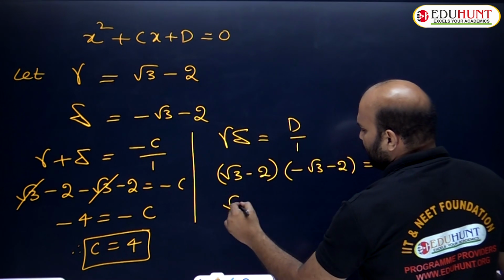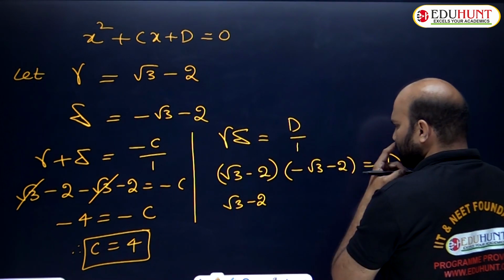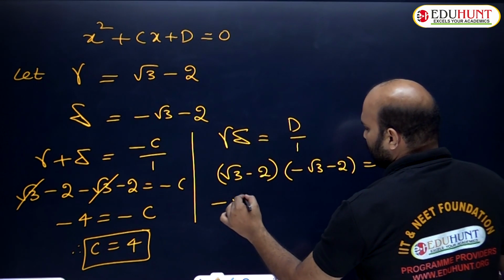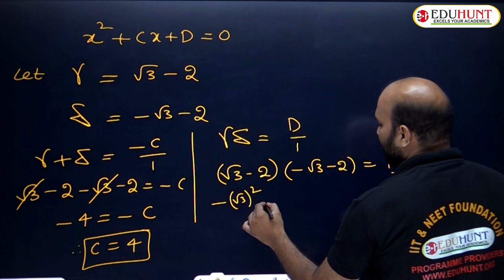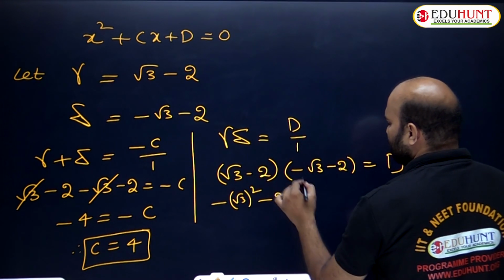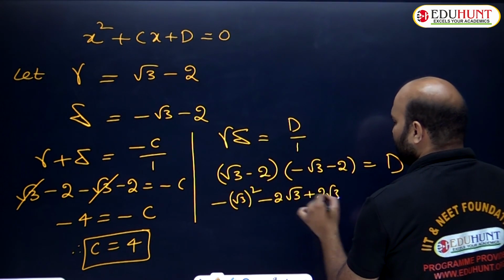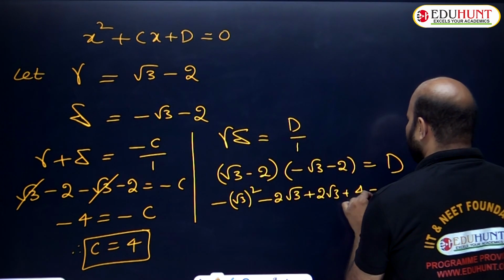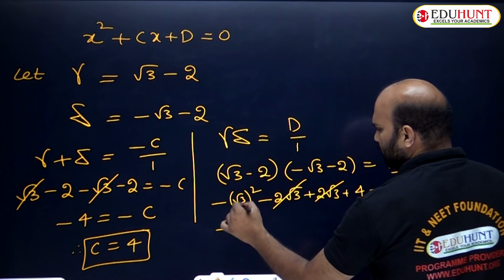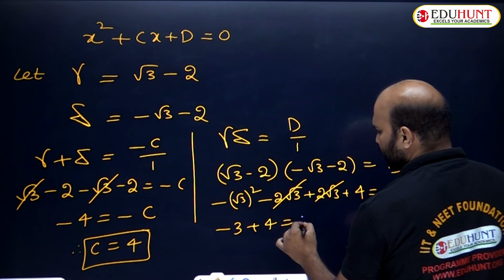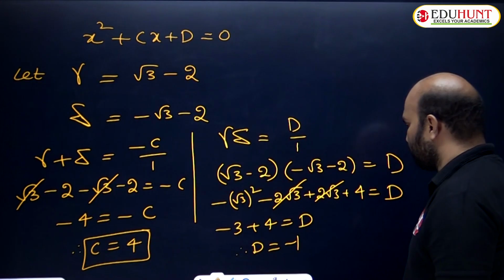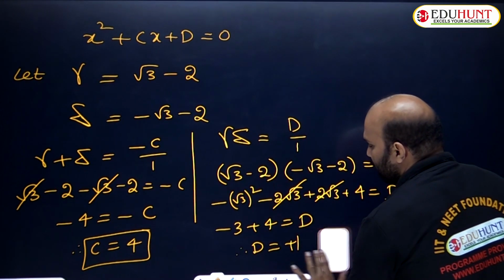So it can be written root 3 minus 2. Simplify that equation. Root 3 into minus root 3 is minus root 3 whole square, minus root 3 into 2, 2 into root 3, minus into minus plus 2 into 2 is 4, equal to d. So minus root 3 plus root 3 cancel. So root 3 squared is 3, minus 3 plus 4 equal to d. Am I clear? Therefore d equals minus 1. D equals minus 1 or plus 1? Sorry, plus 1. Minus 3 plus 4 is plus 1.